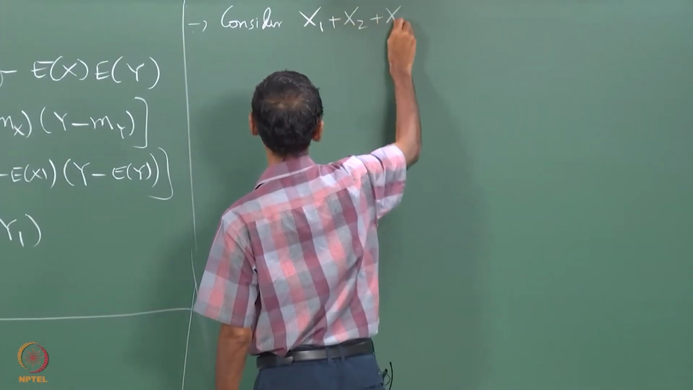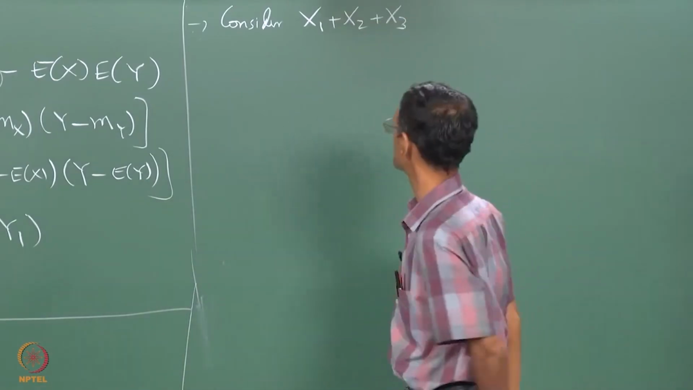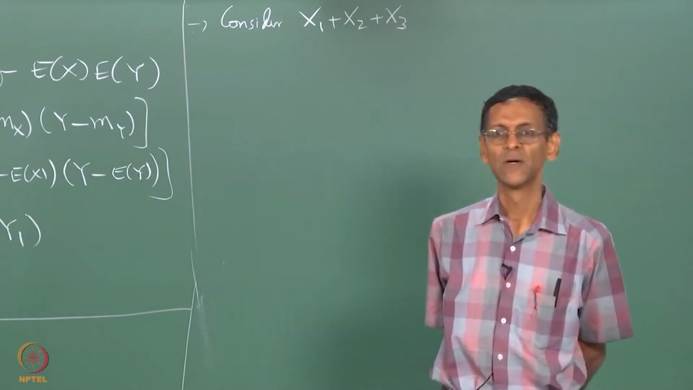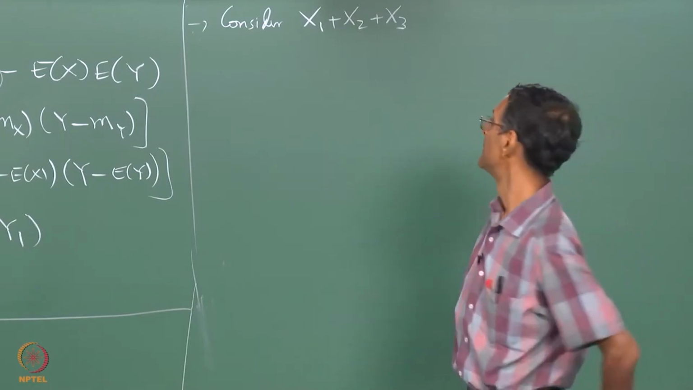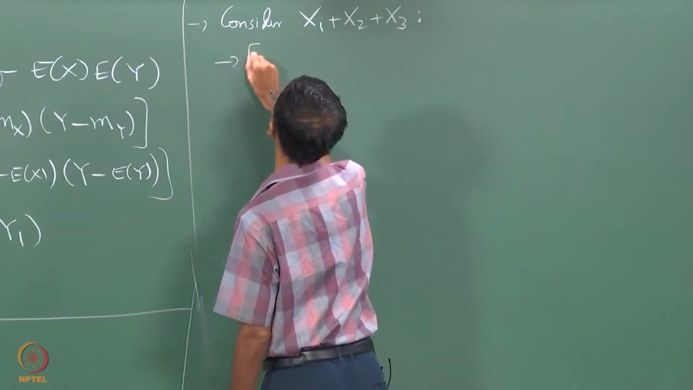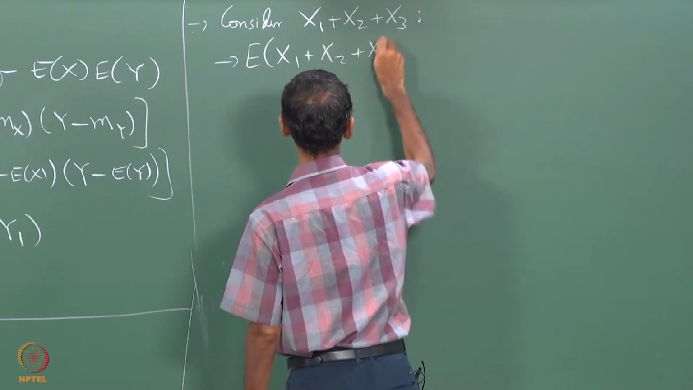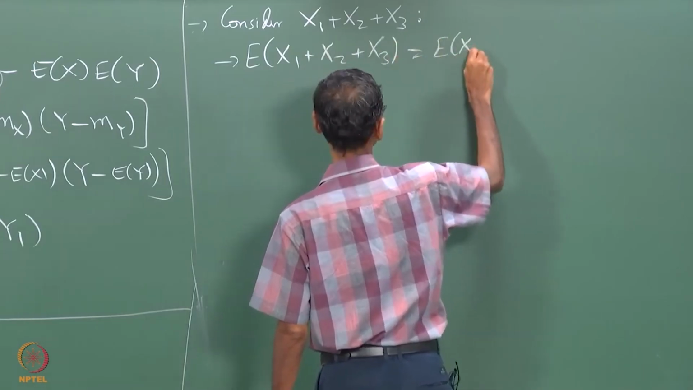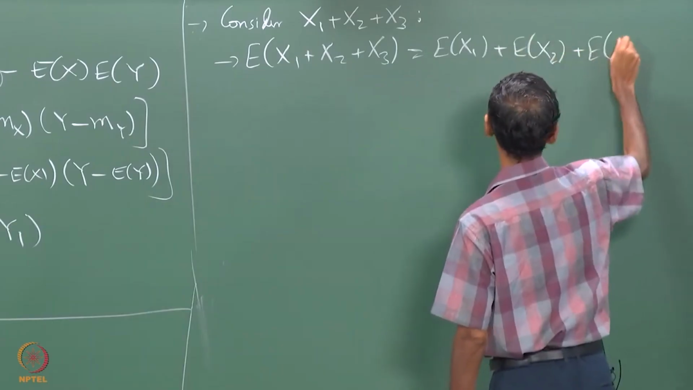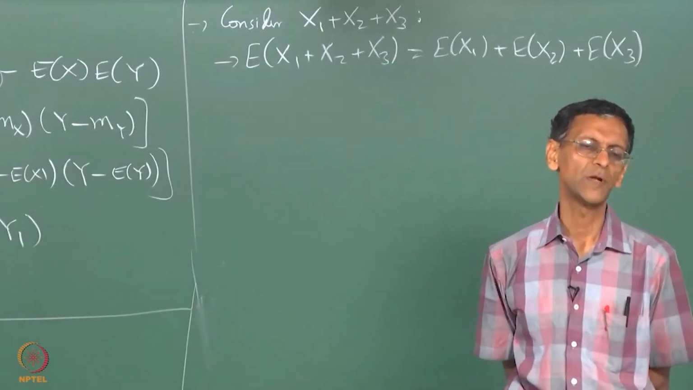I want to extend from 2 to 3. Instead of x plus y, if I have 3 random variables and I want to find the mean and variance of x1 plus x2 plus x3, what do I get? The mean of x1 plus x2 plus x3, as I said yesterday, is always the sum of the individual means. This is no big deal. We'll just write it again to make sure that this is never an issue for anybody here, right?